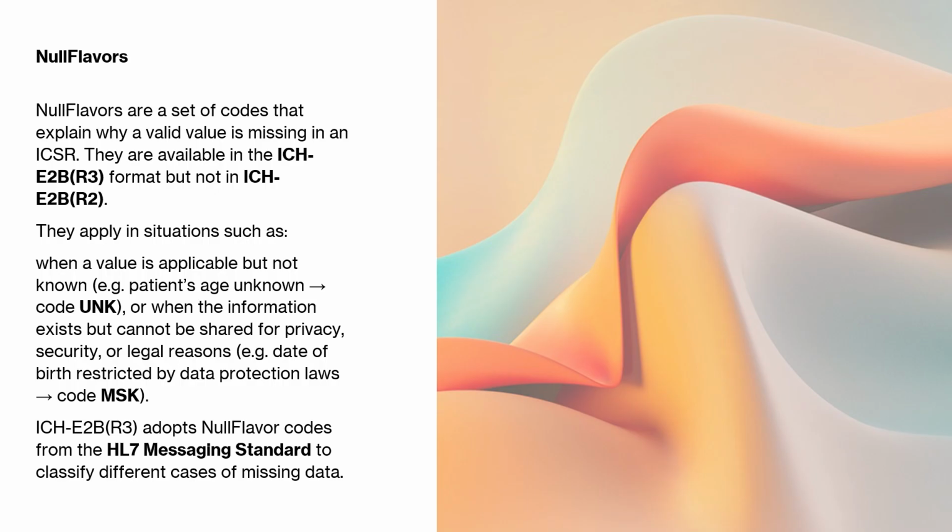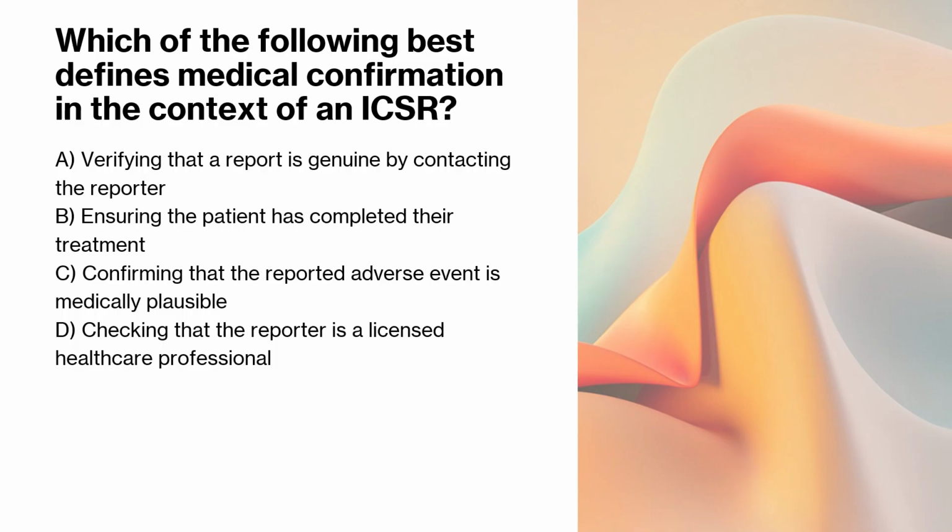So in short, E2B R2 was the older format, and it has fewer data elements, and it was less structured. But E2B R3 is an updated format. It has much richer data fields. It is harmonized globally, and it supports advanced coding like null flavors. So the null flavors are the unknown, the masked. Okay, so that comes to the end of the terminologies.